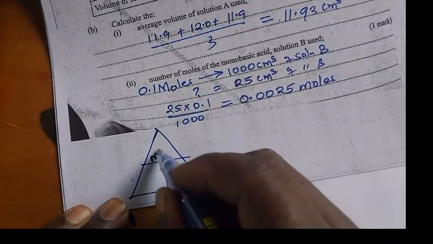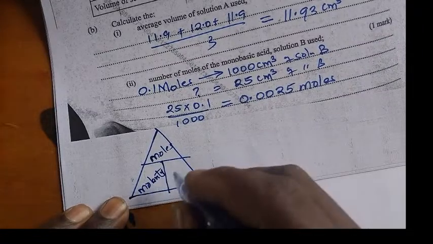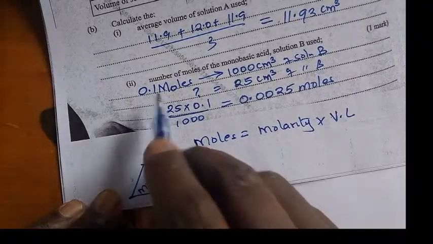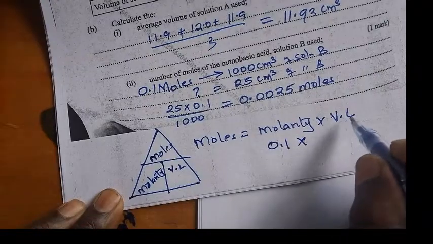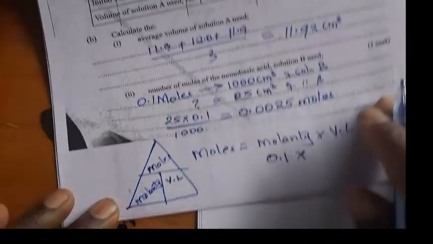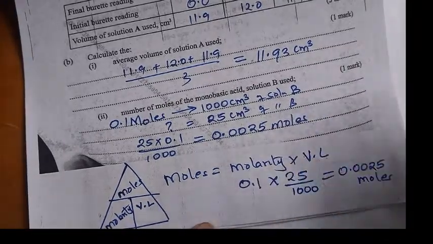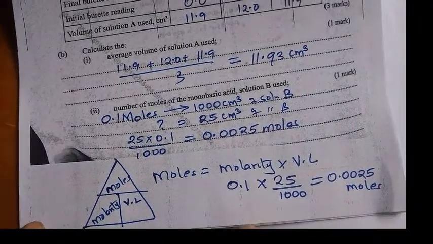That is the formula we have: moles equals molarity times volume in liters. So it is 0.1 times the volume of solution B used. The volume of solution B used is 25. Use this formula, and it will give you the correct answer.